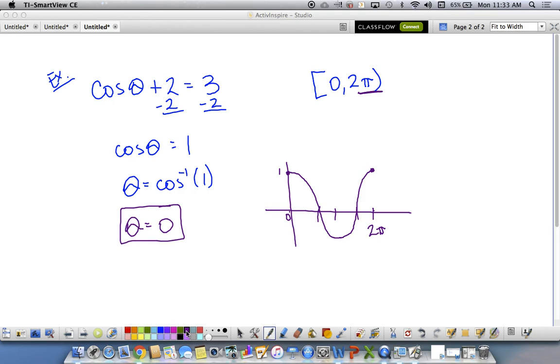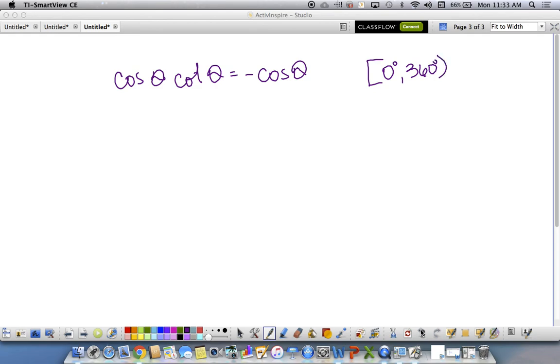Let's do another one where we might have to factor, or solve a different way. Let's see about cosine theta times cotangent theta equals negative cosine theta. We're going to do this over the interval of, let's do, I like degrees. I think degrees are easier, and so I was kind of giving you some more in degrees.